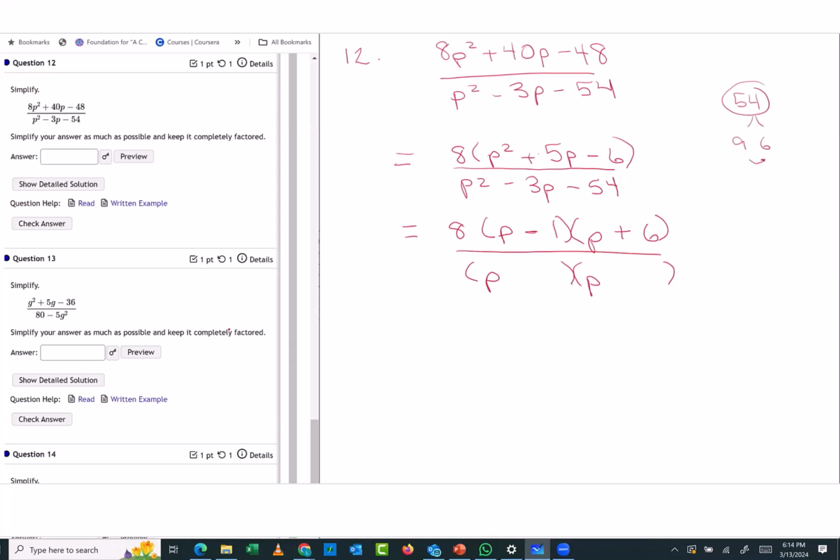Because these numbers are 3 apart, and that's my middle term. So I'm giving you clues to how I would do something like that. Now, because the middle number is negative, that means the 9 has to be negative and the 6 has to be positive. Then I can cancel p plus 6 with p plus 6. And my final answer becomes 8 times p minus 1 divided by p minus 9.